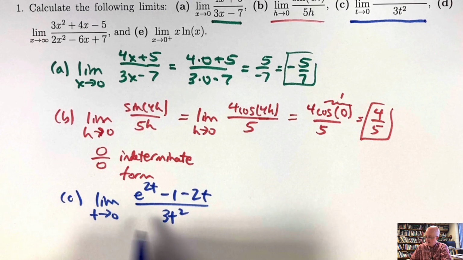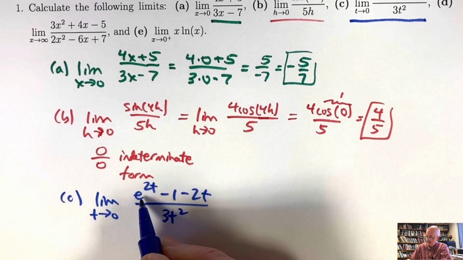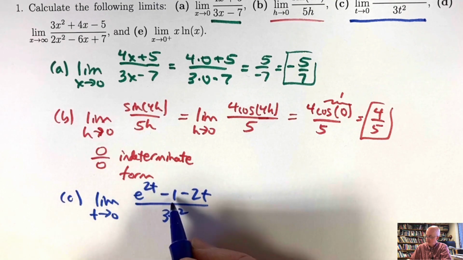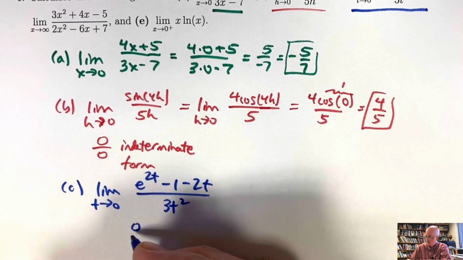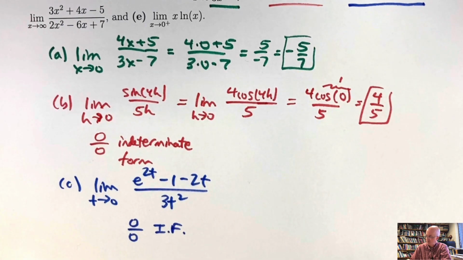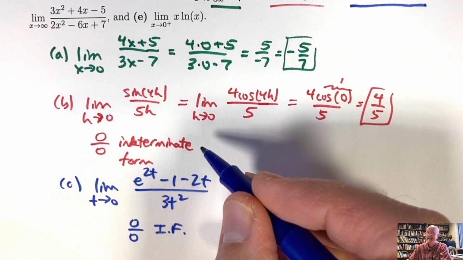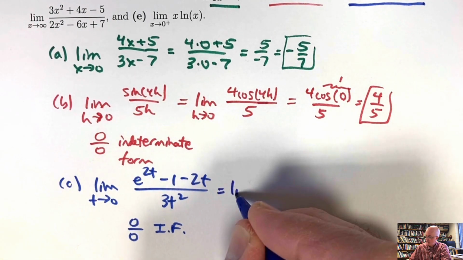case, 0. 3 times 0 squared is certainly 0. This goes to 0 as well. E to the 0 is 1. 1 minus 1 is 0. Minus 2 times 0 is still 0. This is a 0 over 0. IF is my abbreviation for indeterminate form. Again, say indeterminate, not indeterminate. And that means we can try to apply L'Hopital's rule.